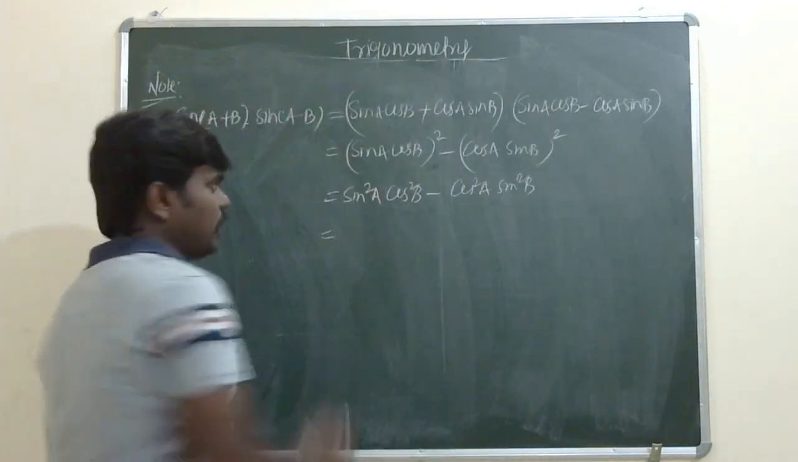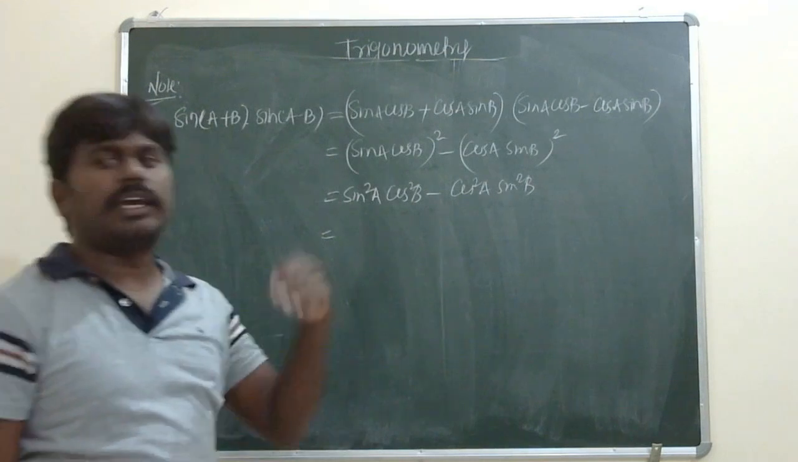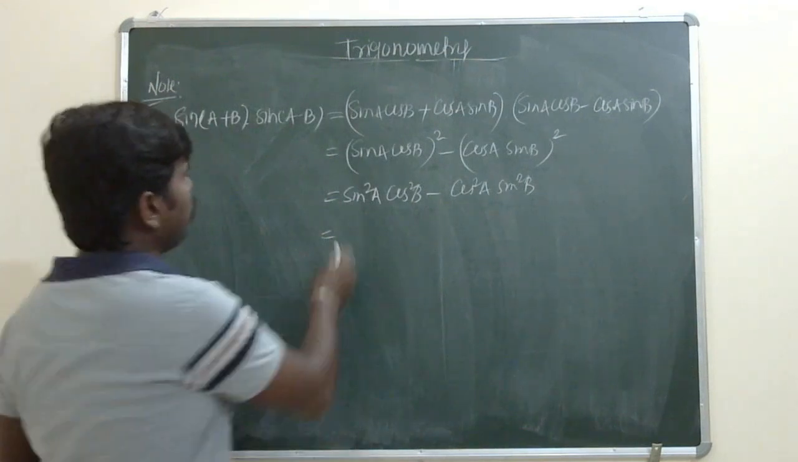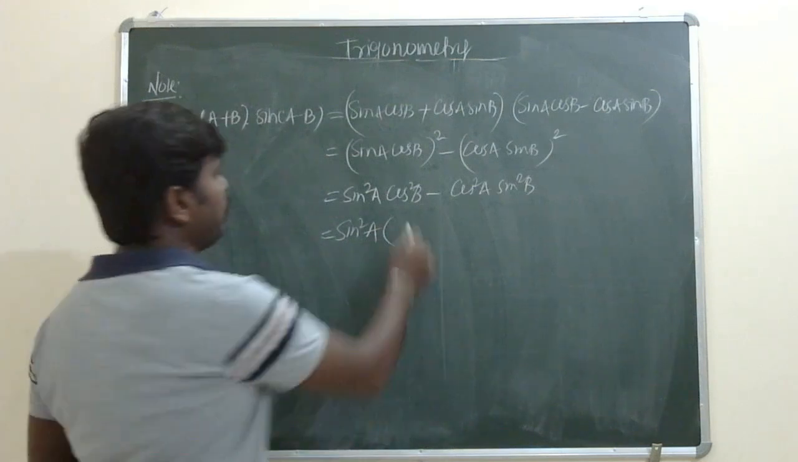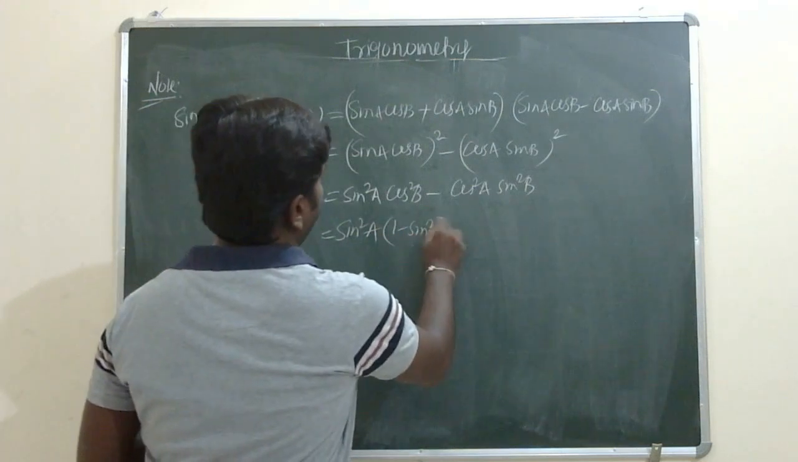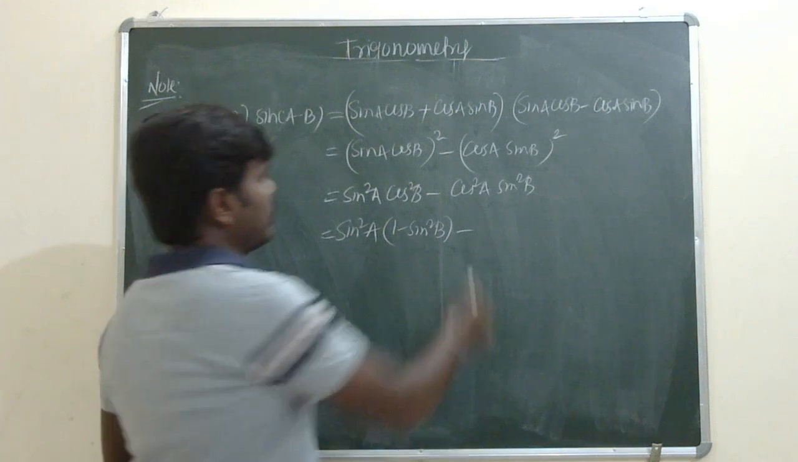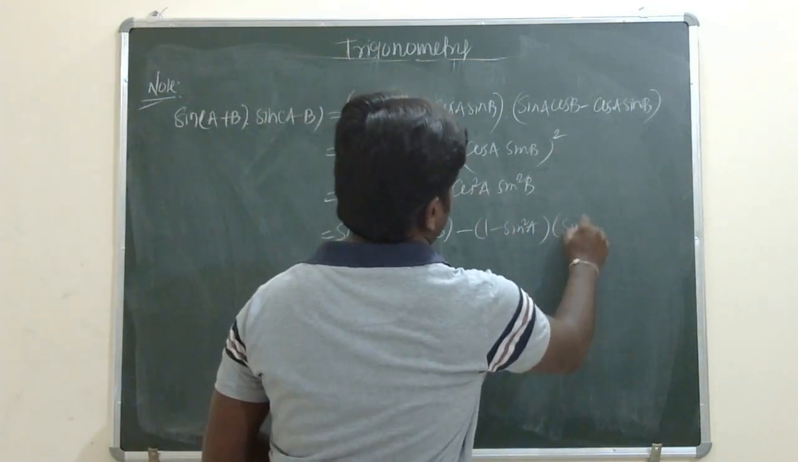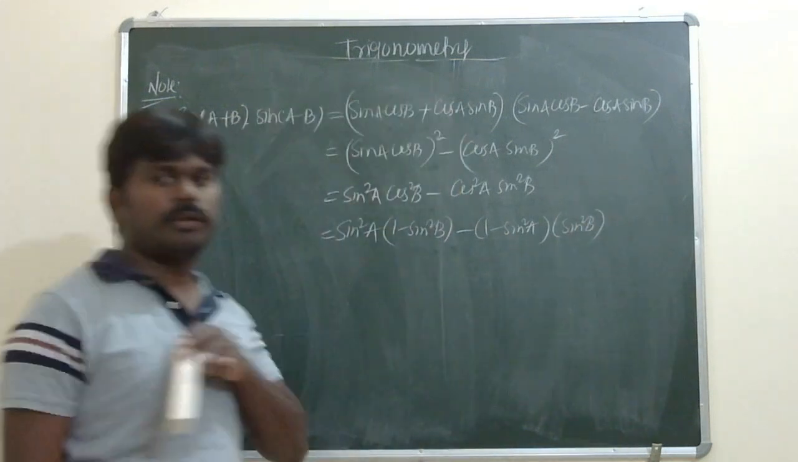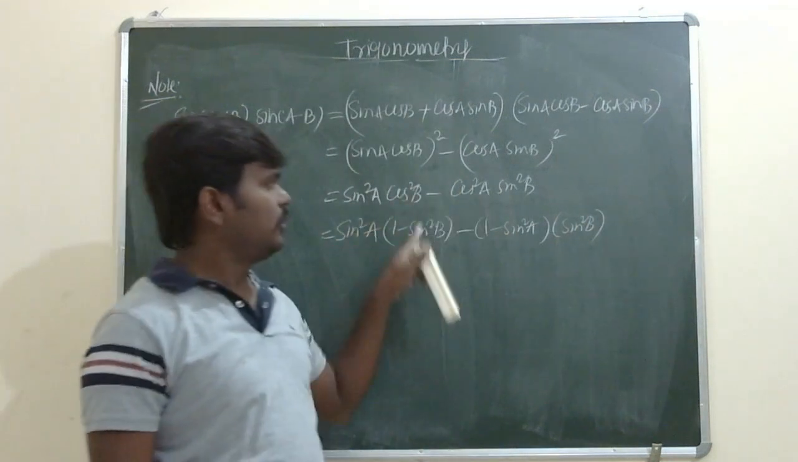Here convert everything into only sine function. How can we express cos in terms of sine? Already we have seen. So cos square B means 1 minus sine square B, we can write, minus cos square A, which is 1 minus sine square A, into sine square B. Simply, I have converted cos in terms of sine only.